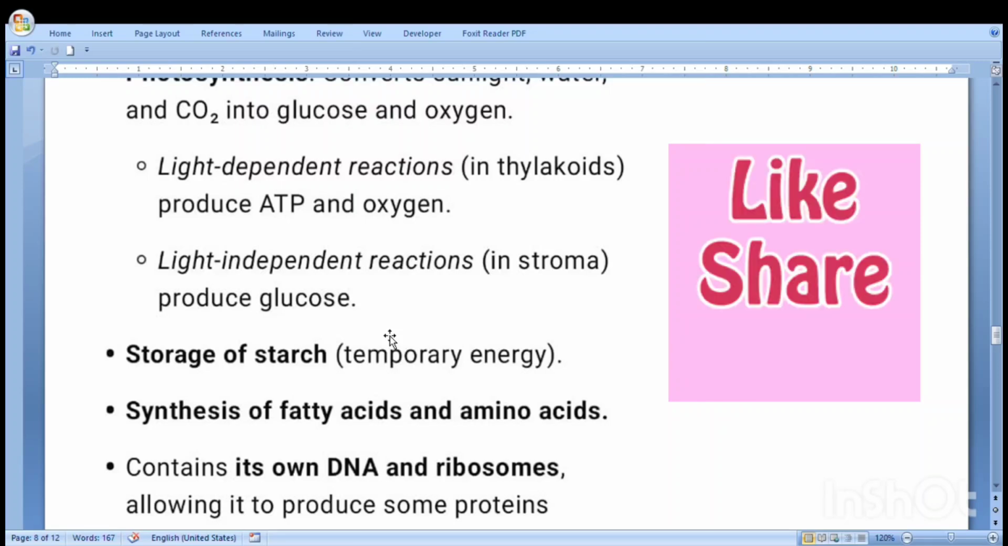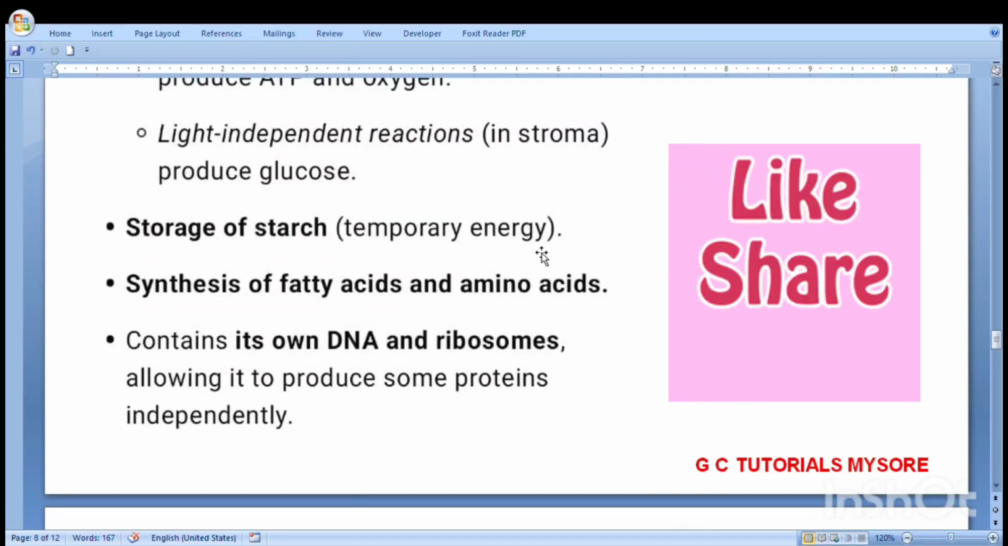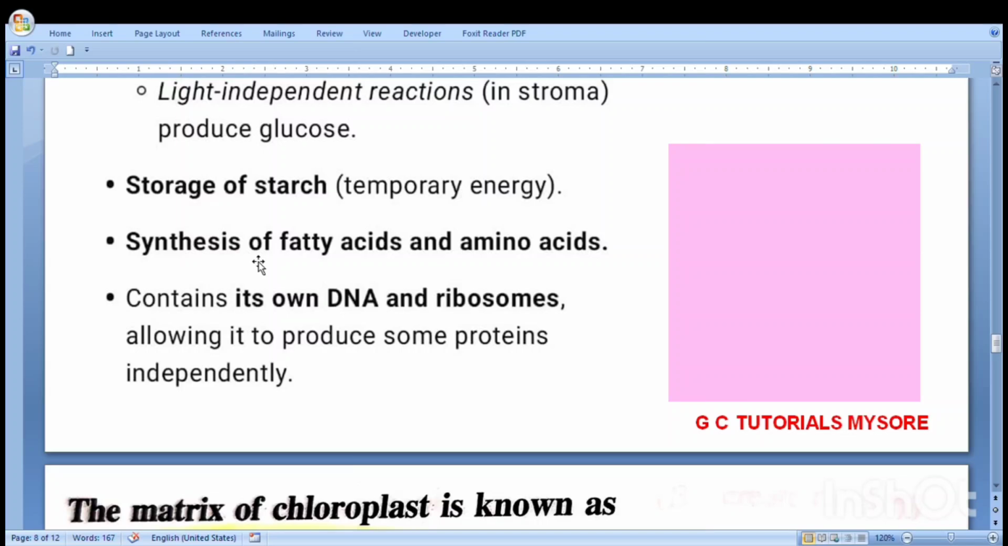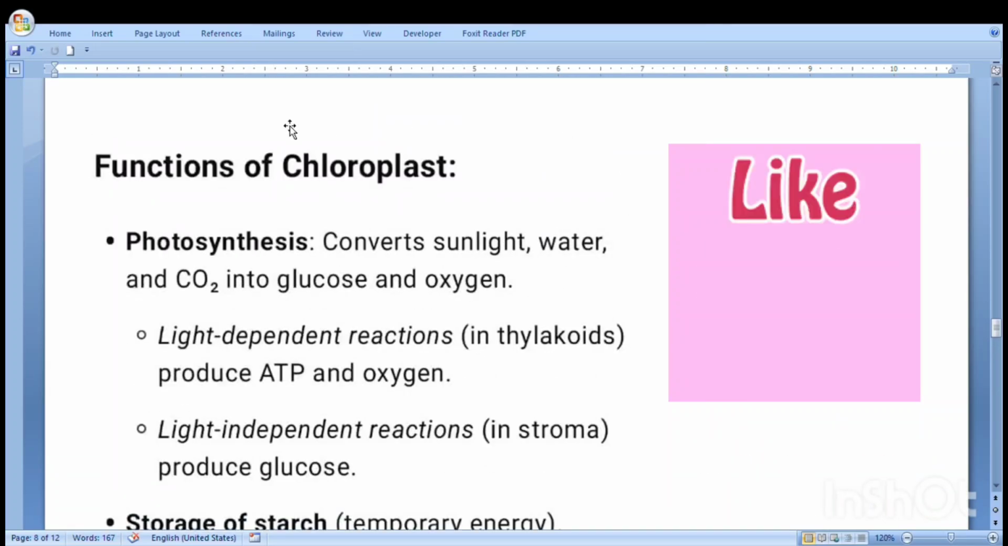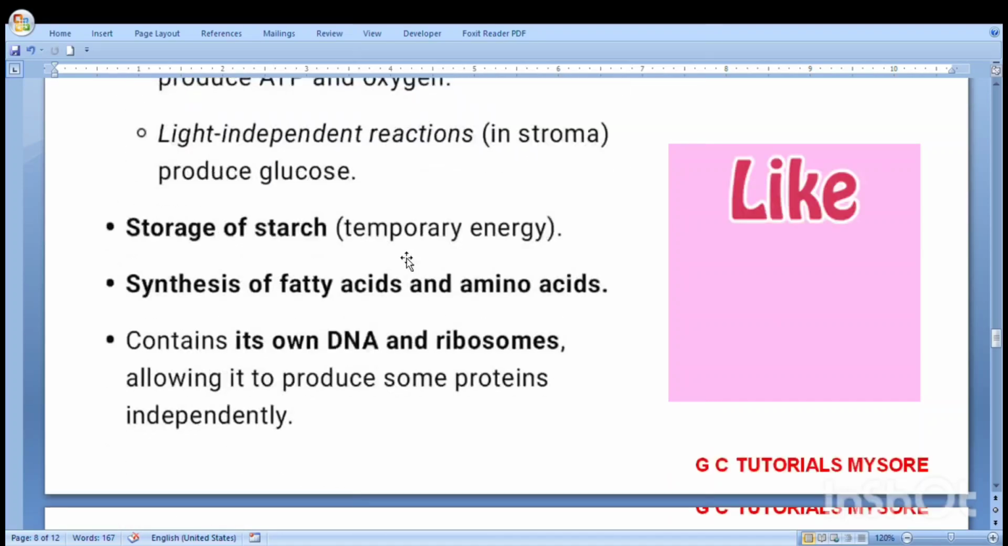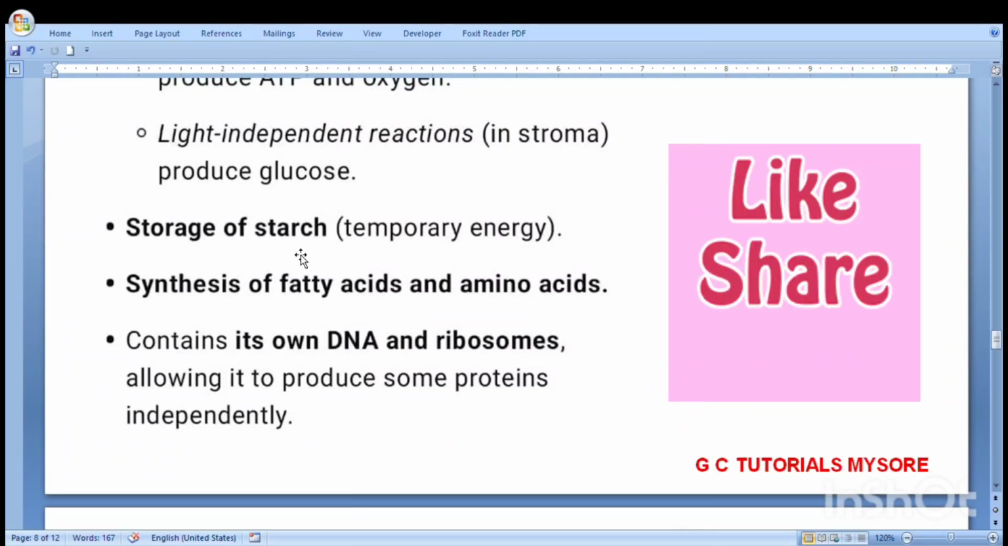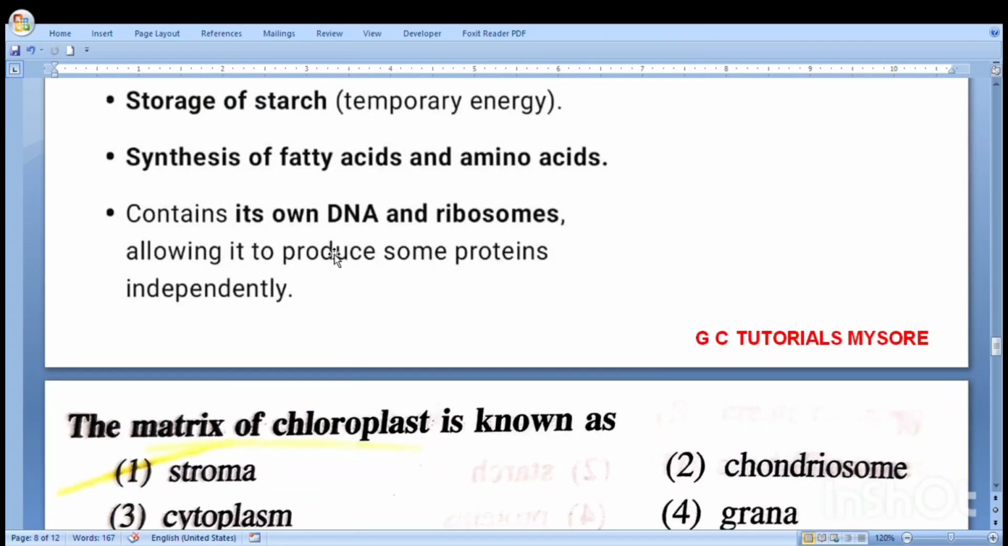Next, we have many brief notes about the storage of starch, how it takes place, and the synthesis of fatty acids and amino acids. These are all functions. This is all about the function of the chloroplast. Storage of starch is one of the main functions. Synthesis of fatty acids and amino acids also takes place with the help of the chloroplast itself.